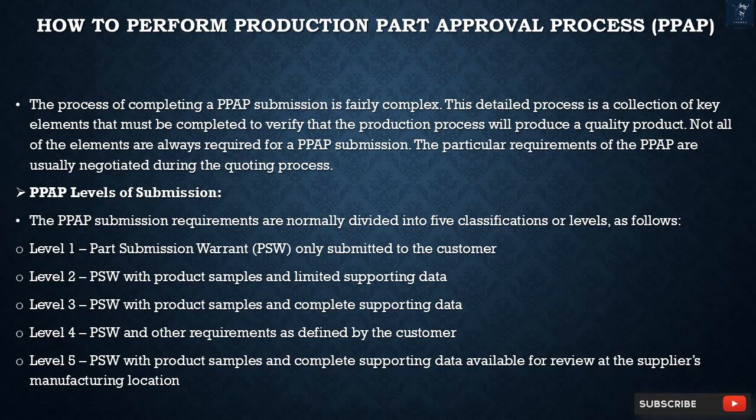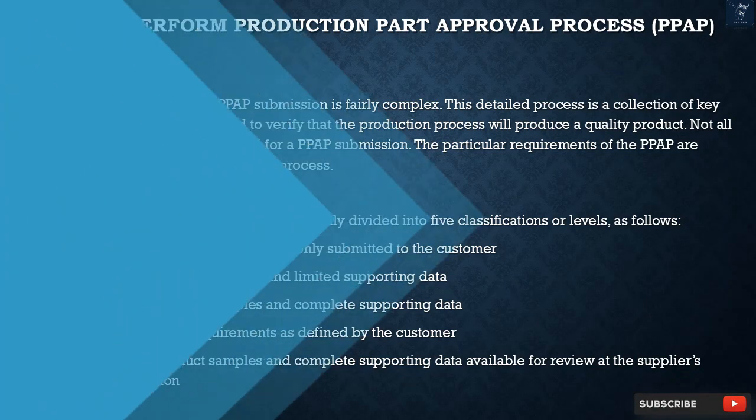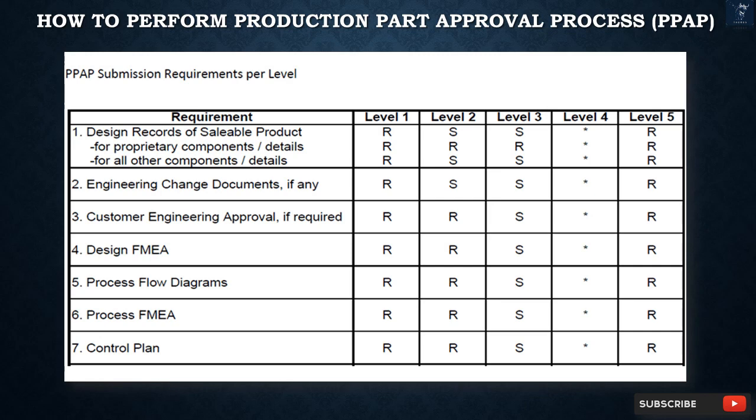Level 1, Part Submission Warrant, PSW, only submitted to the customer. Level 2, PSW with product samples and limited supporting data. Level 3, PSW with product samples and complete supporting data. Level 4, PSW and other requirements as defined by the customer. Level 5, PSW with product samples and complete supporting data available for review at the supplier's manufacturing location. PPAP levels of submission requirement per level.